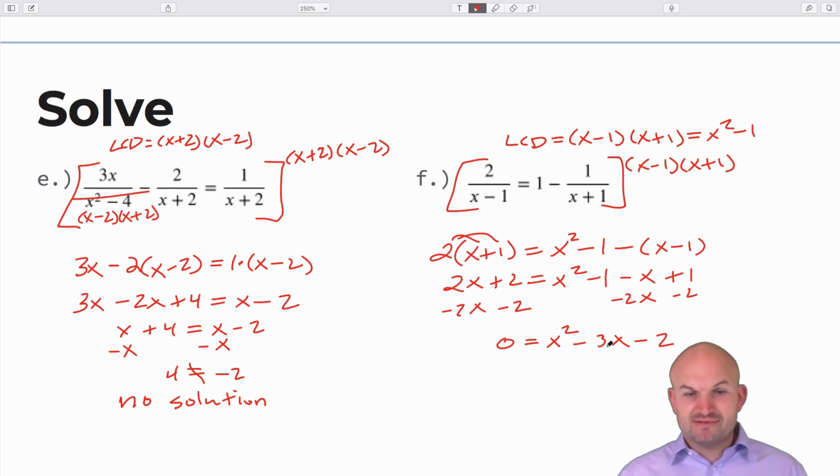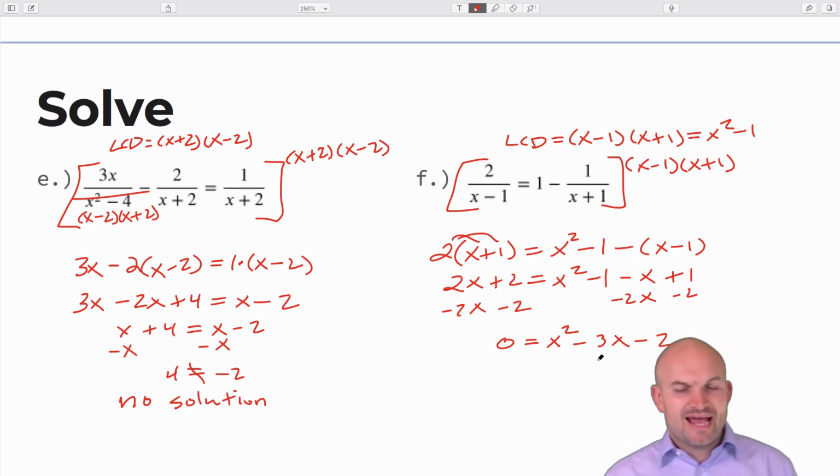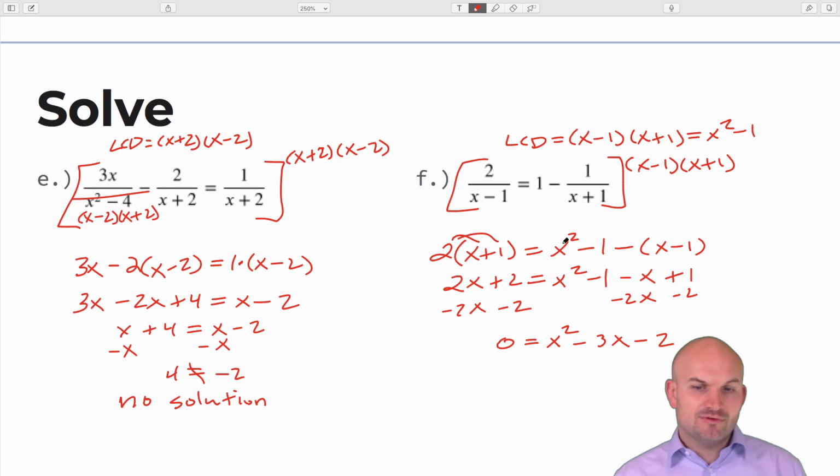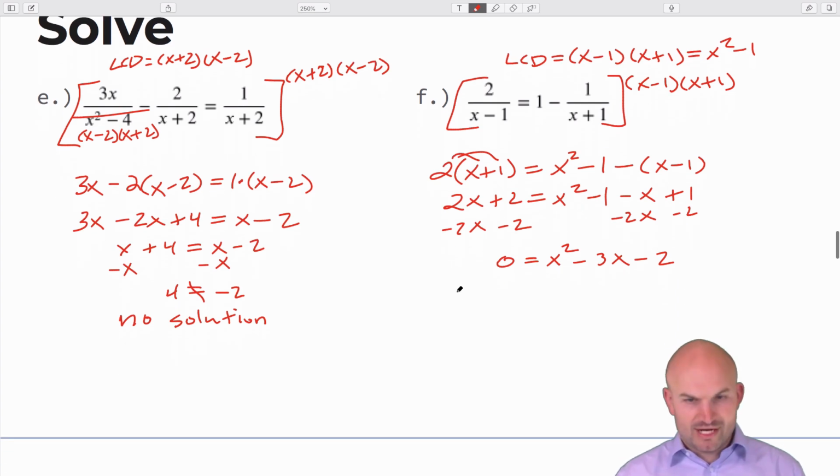Okay, so now we say, all right, let's go ahead and factor, right? And then we recognize and we say, this is not factorable. There are not any two numbers, at least real integers or rational numbers, that multiply to give you negative 2 and add to give you negative 3. So therefore, when we have a quadratic set equal to 0, we can now use the quadratic formula.